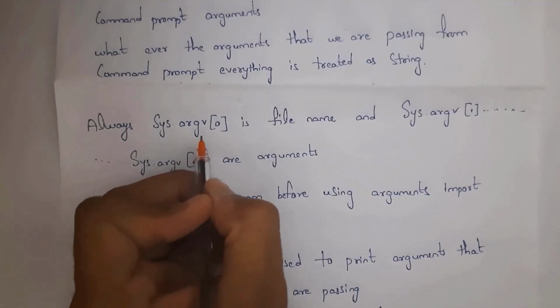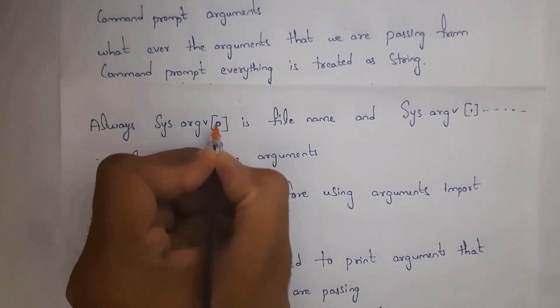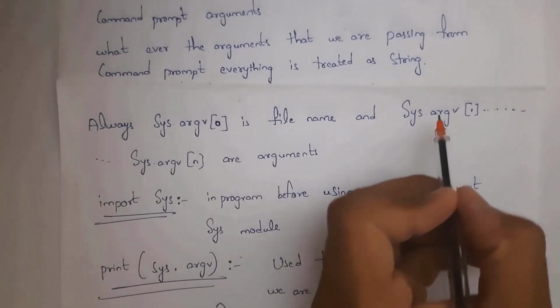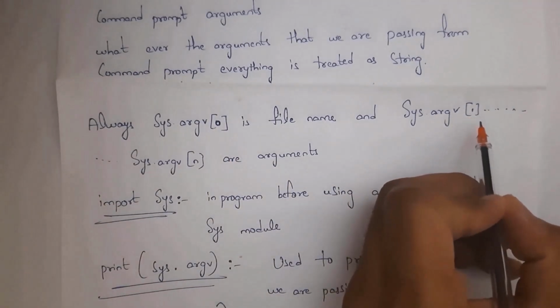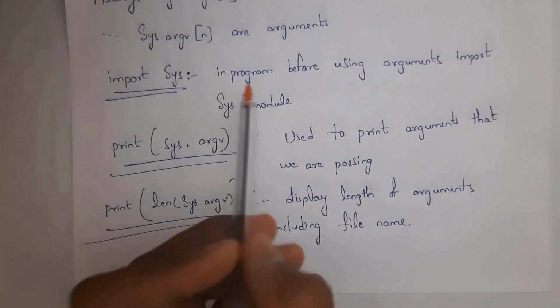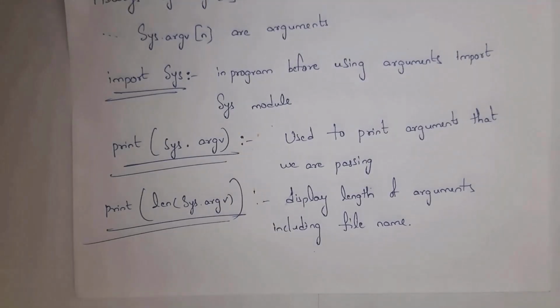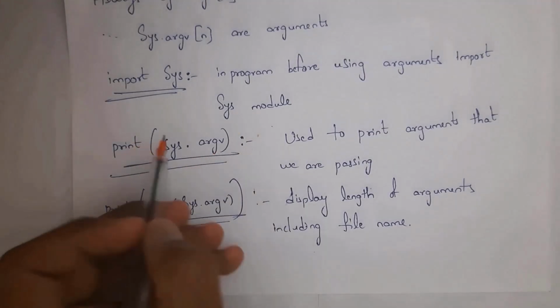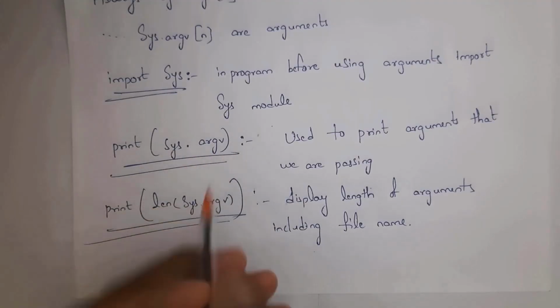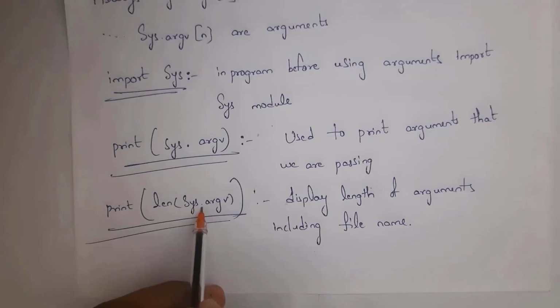Always sys.argv of 0 is file name. I already said before, file name is present in index number 0. And similarly, sys.argv1, sys.argv2, and so on, sys.argvn are arguments. In the program, before using arguments, at first we need to import sys module. And after that, you need to write print sys.argv. Print sys.argv is used to print arguments that we are passing. Print length of sys.argv is used to display length of arguments, including file name.